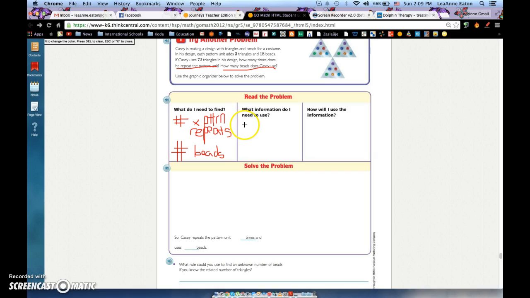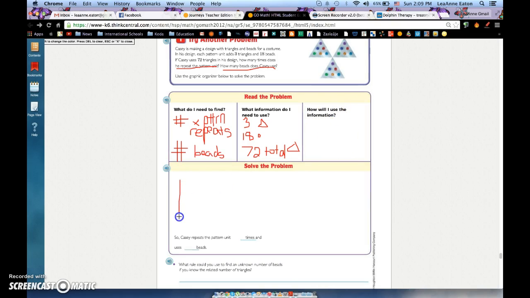What do we need to know? We need to use the 3 triangles. I'm going to just draw a triangle. We need to know 18 beads. And then we need to know that there's 72 total triangles. And then here you're going to write, I will solve a simpler problem. How will I use the information? I will solve a simpler problem.